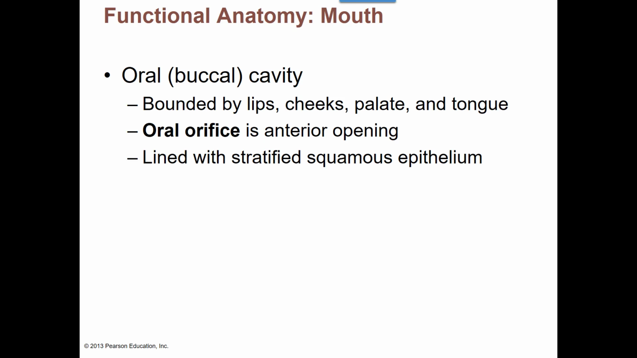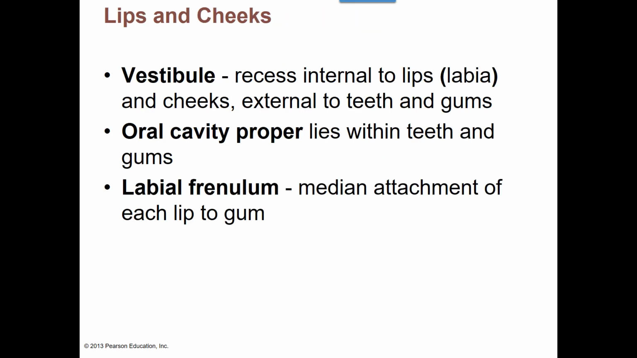Now, the lips and the cheeks. Well, the vestibule is known as the front area, and it's internal to the lips, or the labia, and the cheeks, but it's external to the teeth and gums. So it's the space between your lips and your cheeks, but in front of the teeth and gums. The fact that you can run your finger along the outside of your teeth, all that area in front of the teeth but still inside of your mouth, is called the vestibule.